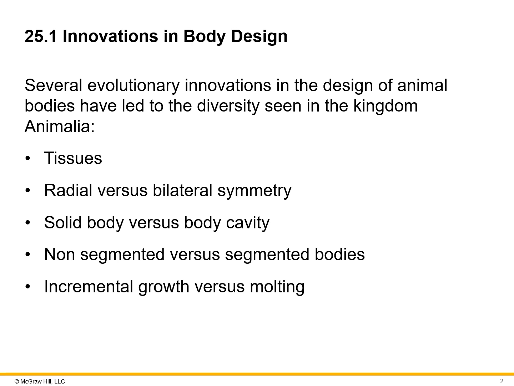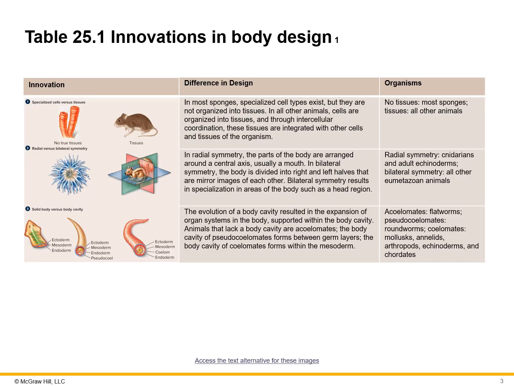If we look here at some of the changes that we see in organisms as they've changed over time. So if we look at some of these different innovations, what we see in animals, the presence of different tissues, we'll see this in plants as well. But where we have different cells working together, some radial versus bilateral symmetry, a solid body versus just kind of having a cavity, non-segmented versus segmented bodies, and then also incremental growth, so from baby to adult versus a molting process in other organisms.